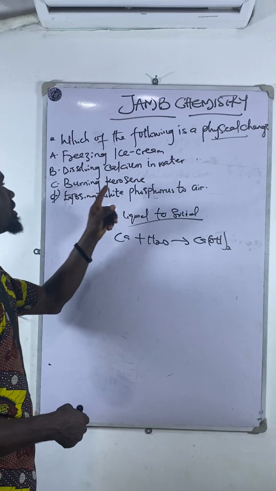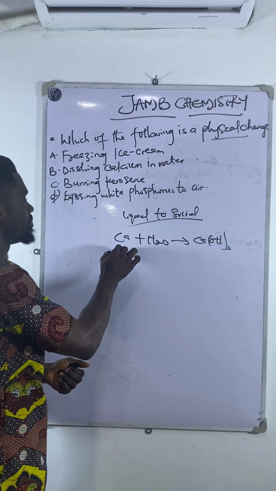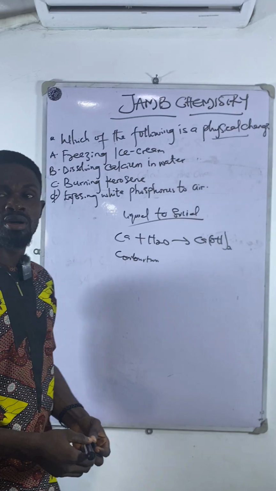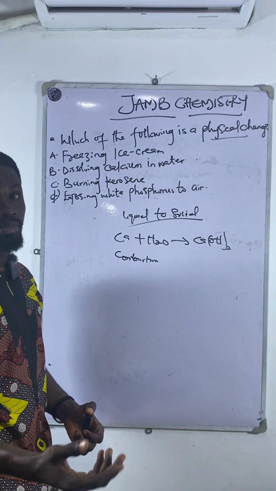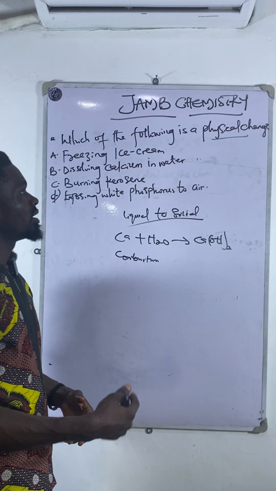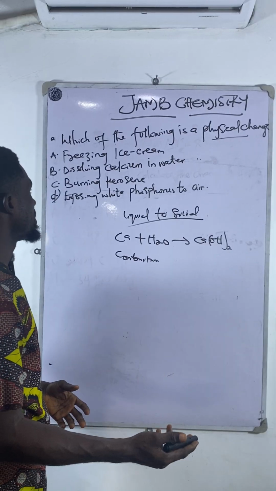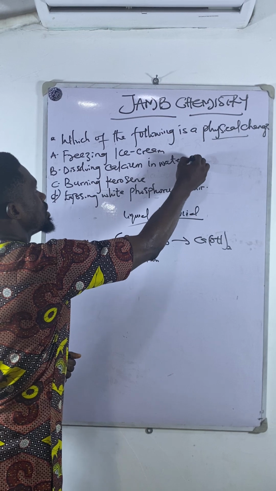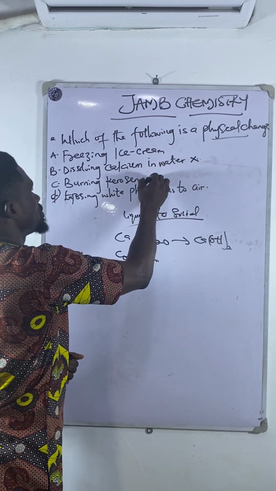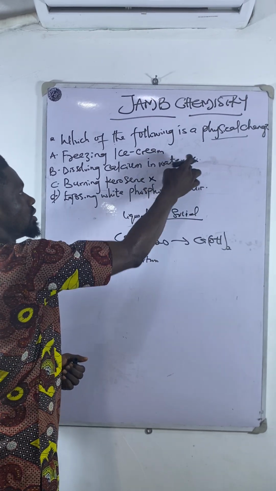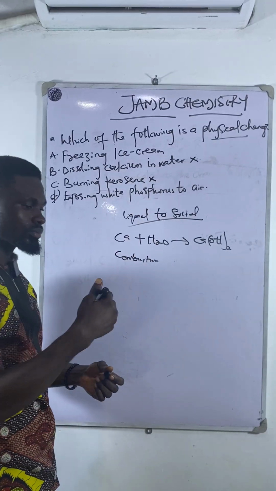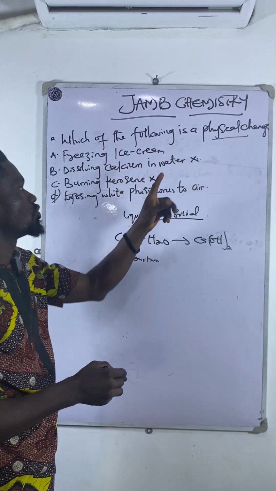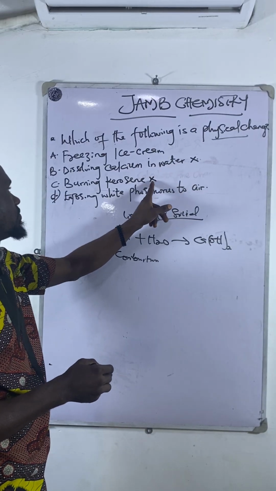Then C, burning kerosene. When you talk about burning, it means combustion. When kerosene burns, being a hydrocarbon, it produces water and CO2. So it's also a chemical change. I'm putting a wrong sign here because I know that the question is looking for a physical change. So this is not a physical change.